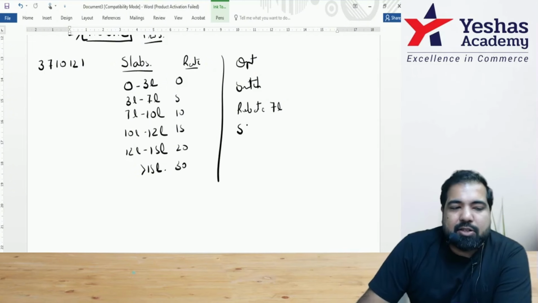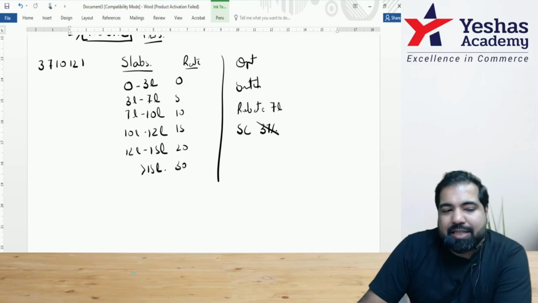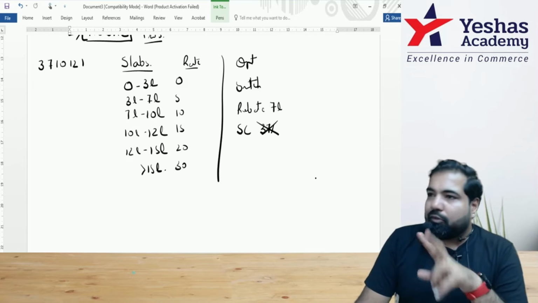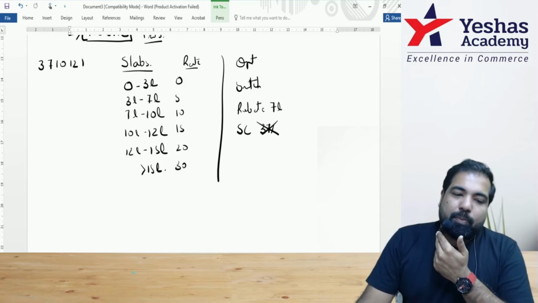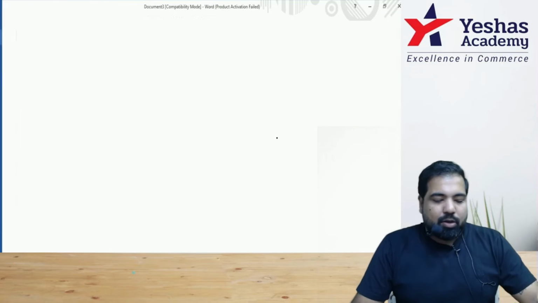And guys, here the surcharge is never at 37%. The maximum surcharge is what, guys? 25%. Can we have 10%? 15%, 25 is the max. So for people with very high income, this is the new scheme and a good scheme for them.